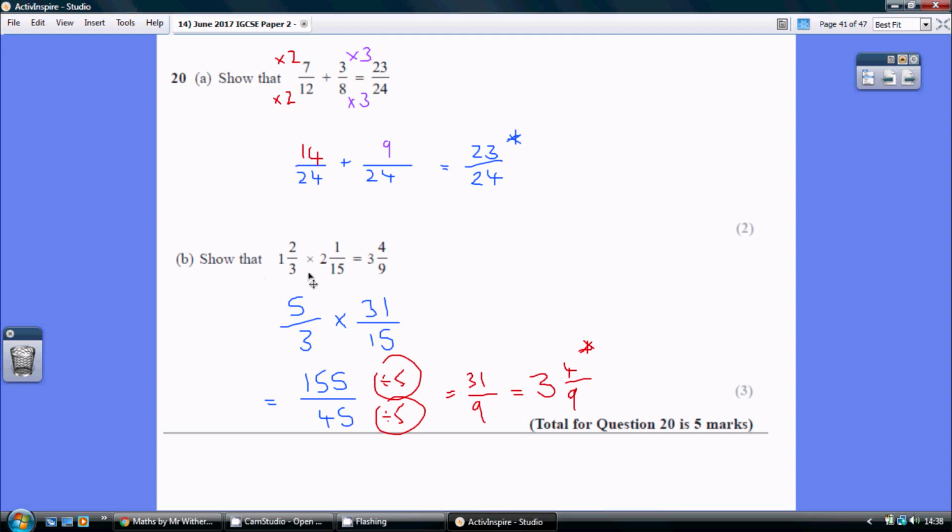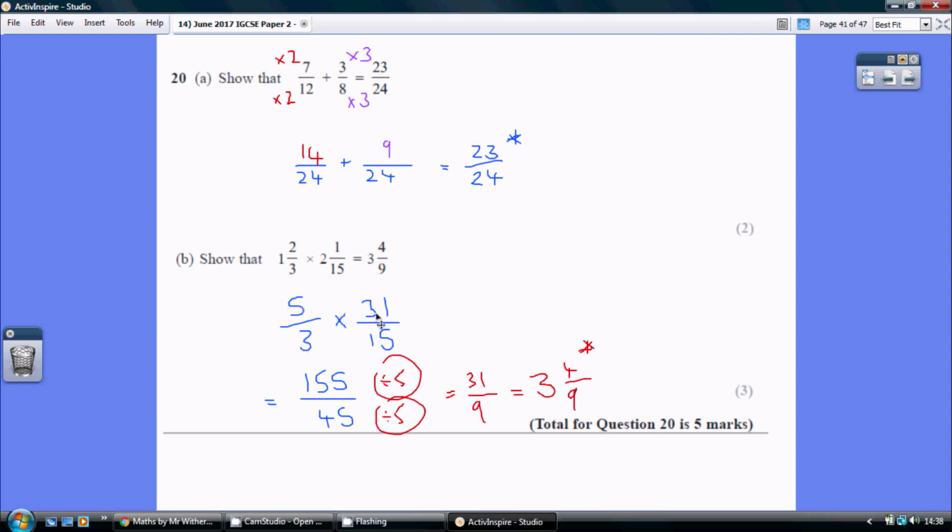Now for part B, whenever you're doing any of the operations, be it adding, taking, dividing, multiplying, and you've got mixed fractions, it's always best to turn them into top-heavy fractions first of all. So 1 2/3 is 5/3, 2 1/15 is 31 over 15. Now when you're multiplying, it's the simple, easy one. You just do top times top, bottom times bottom.